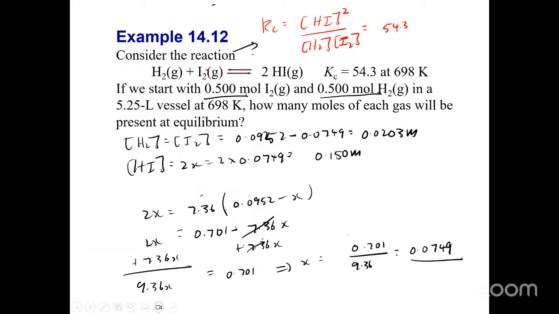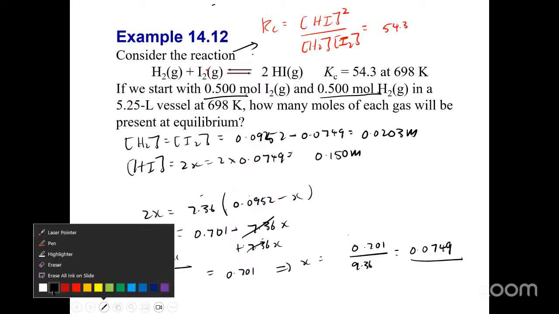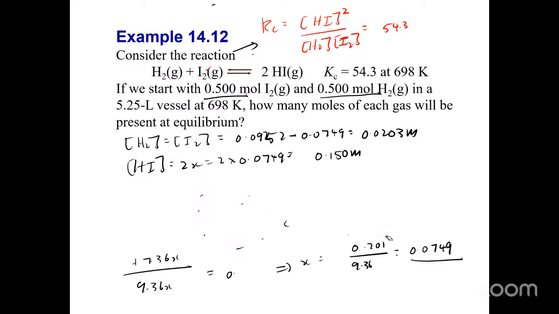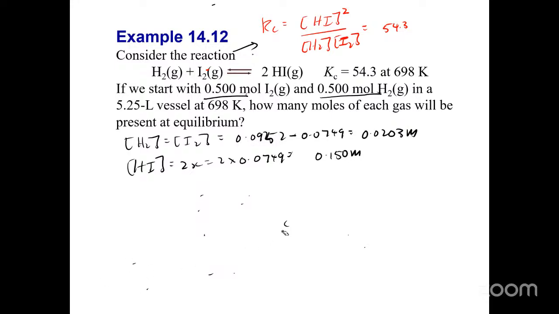So those are the concentrations at equilibrium, but the question is not asking for the concentrations. The question is asking for the number of moles at equilibrium. So how would you find the number of moles? We have the concentration. If you have the molarity of something, what do you need to find the moles? Exactly, the volume in liters.